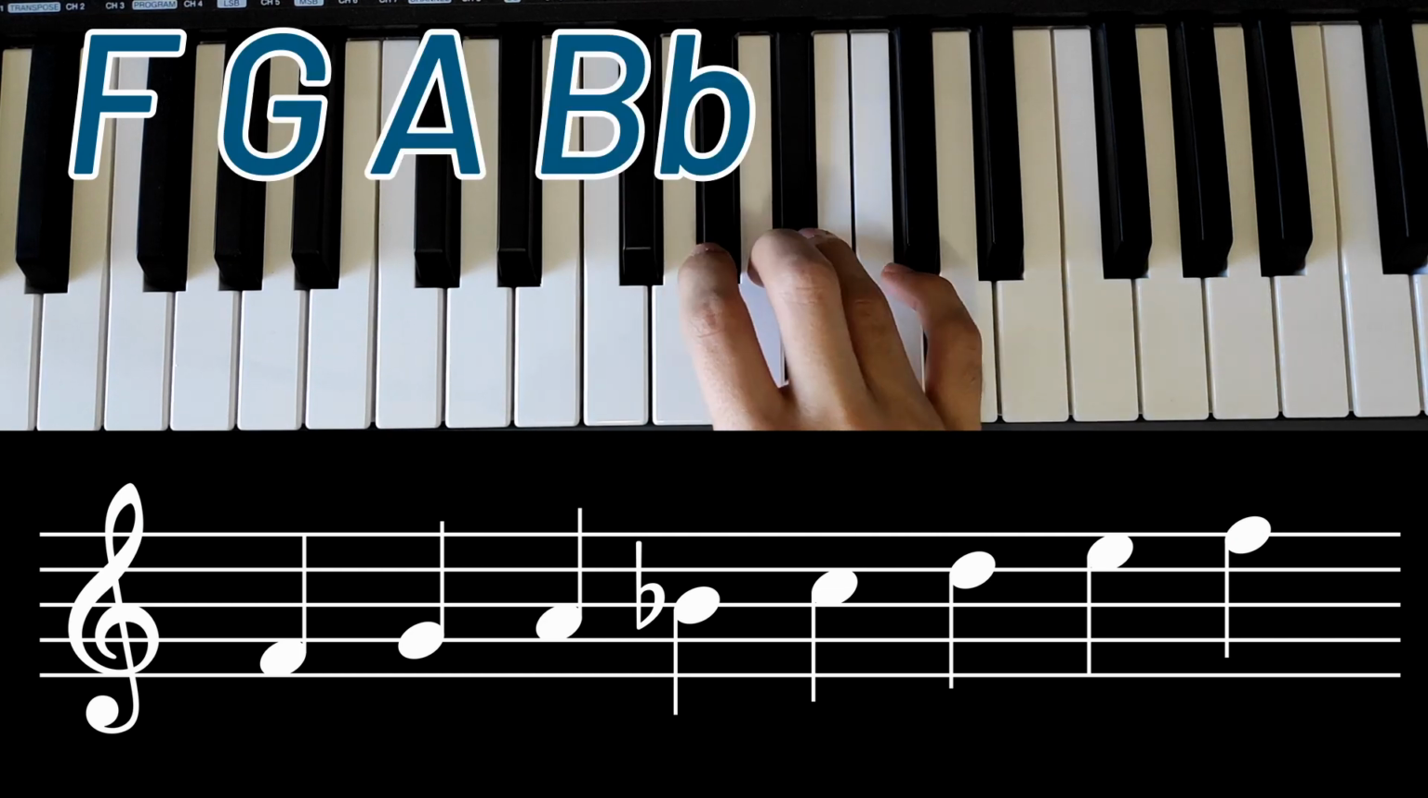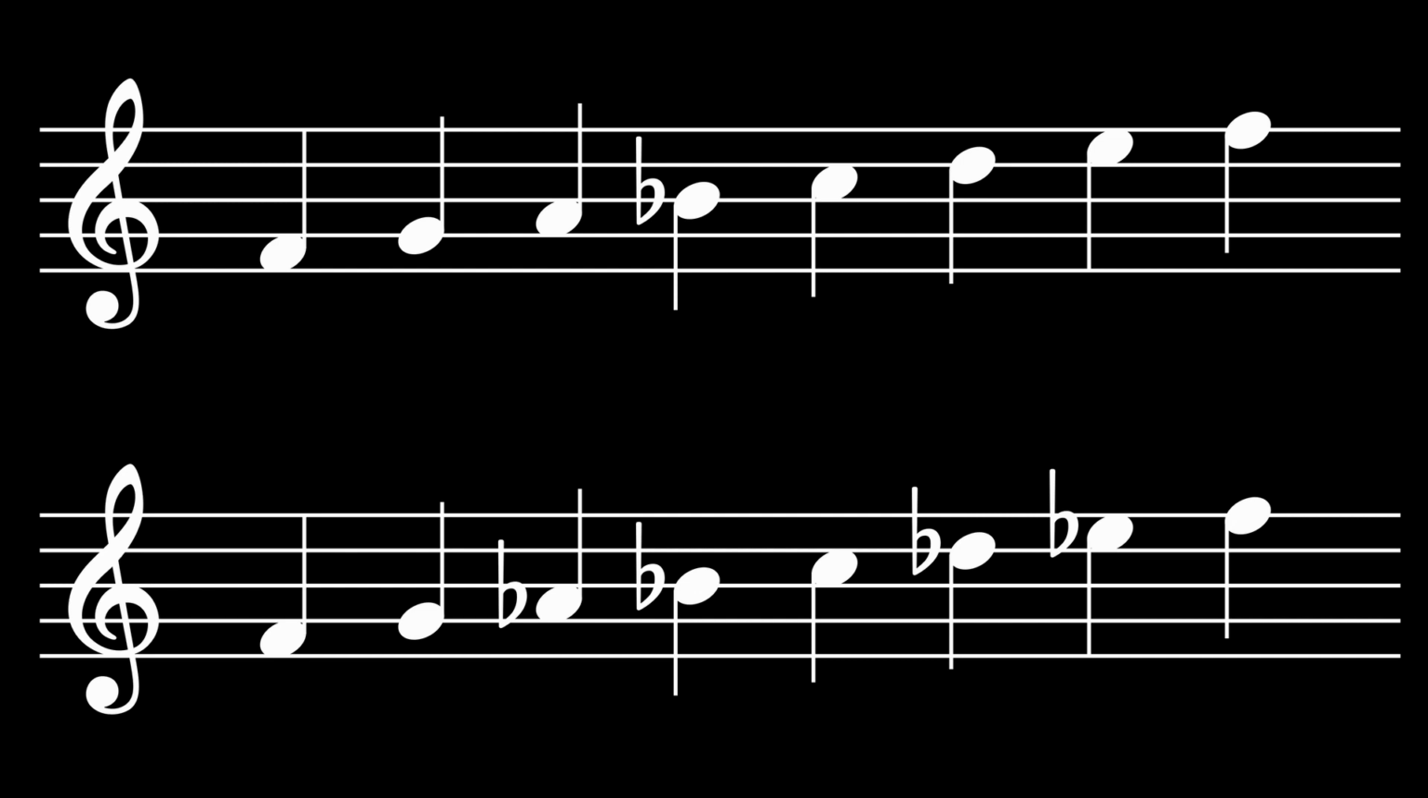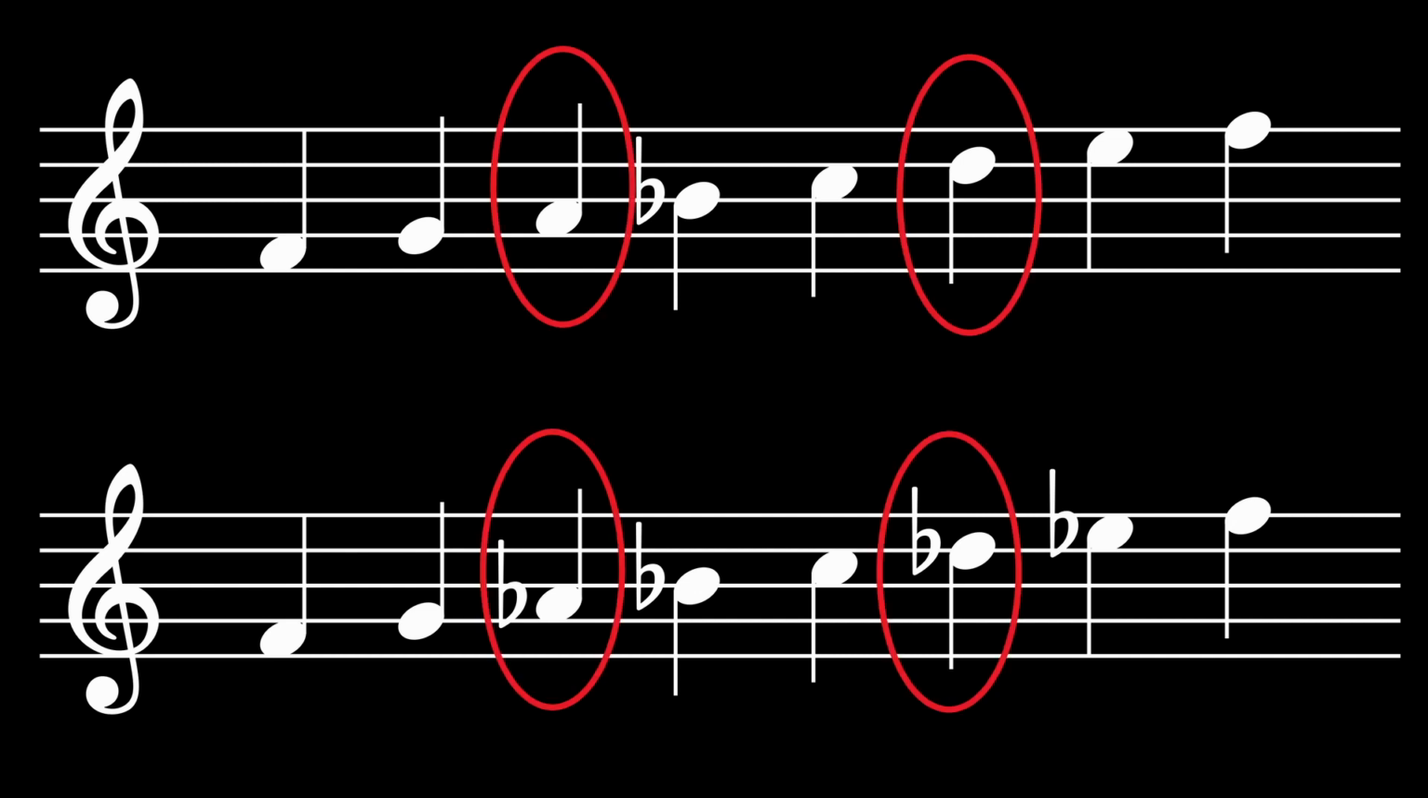Let's try this with F. Here's the F major scale. And now we'll flatten the 3rd, 6th and 7th notes to make the F Aeolian or natural minor scale.